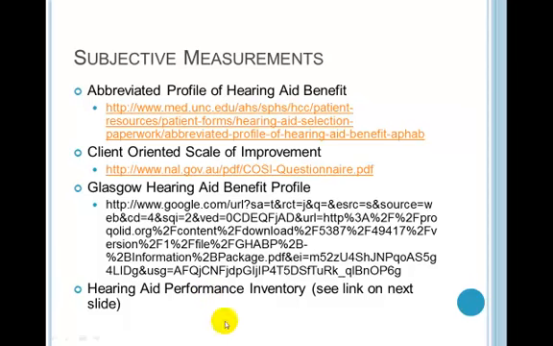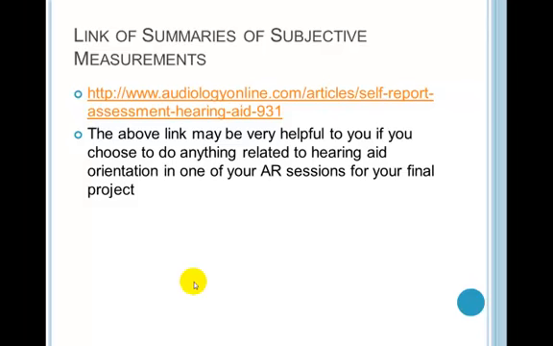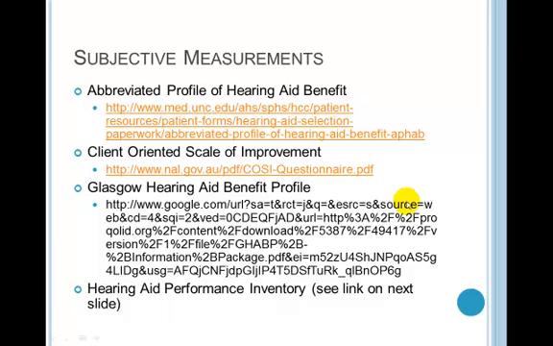The HAPI inventory looks at a list of 64 items trying to assess the effectiveness of amplification on different everyday situations. So this is reviewing from the link that I have on this page that would be helpful. I didn't post. Well, actually I did. If you go to these other links, it will actually show you the questionnaire forms.